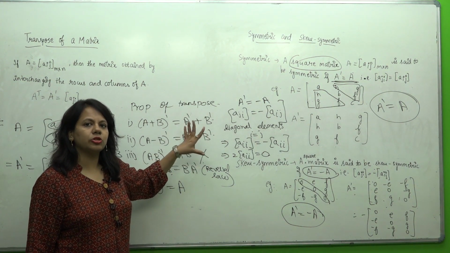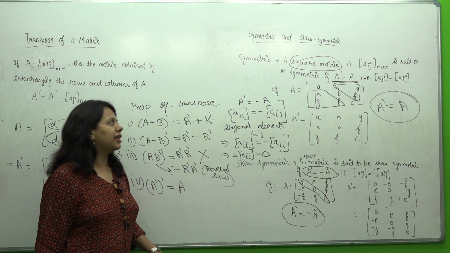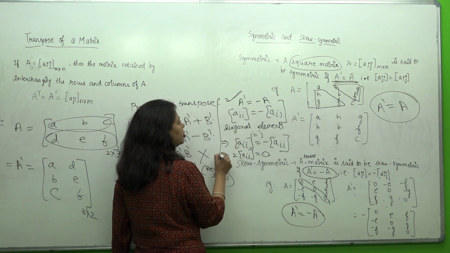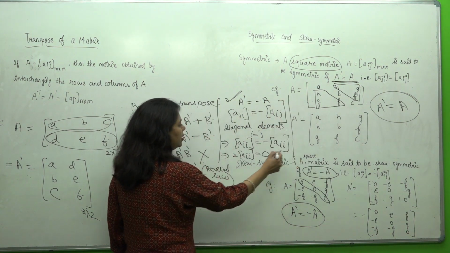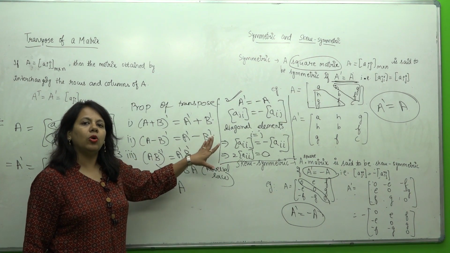This can be asked as a 2-marker or as a 1-marker question. Show that the diagonal elements of a skew symmetric matrix are 0. So you can make a note of this. This shows me that the diagonal elements of a skew symmetric matrix are always 0.